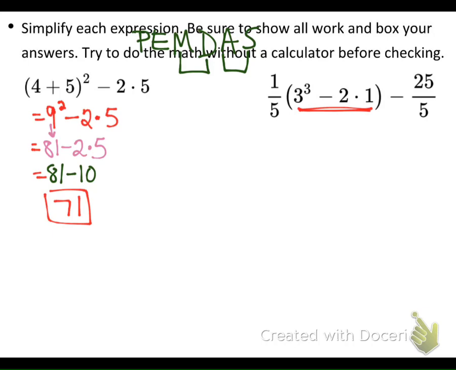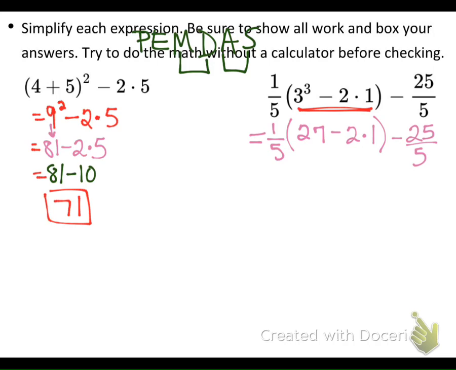Nah. So then I go to E, exponent. Do I have an exponent here? Yes. Yeah. It's 3 to the 3rd power. What's 3 to the 3rd power equal? 27. So I'm going to write that and bring that down. Then I'm going to rewrite everything else just how it's supposed to be. Minus 2 times 1, parentheses. Are my parentheses gone? No.